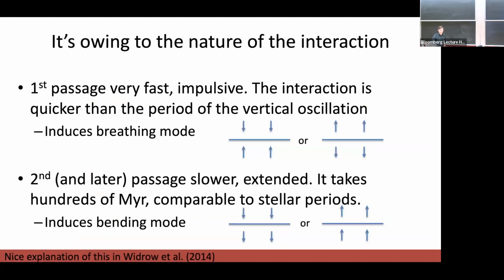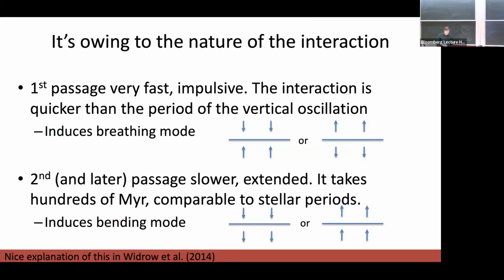It's owing to the nature of the interaction. That first passage is very impulsive, it's very fast. The satellite goes by the edge of the disk really rapidly, faster than the vertical oscillation period of the stars. They don't really have a chance to go anywhere. It basically just injects energy into the disk, and it induces what's called a breathing mode. The stars above and below in the disk are oscillating up and down like that with respect to each other.